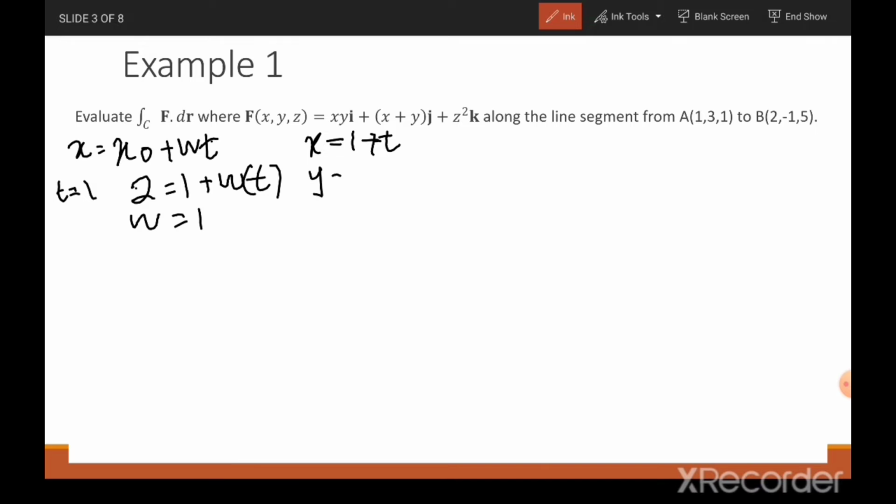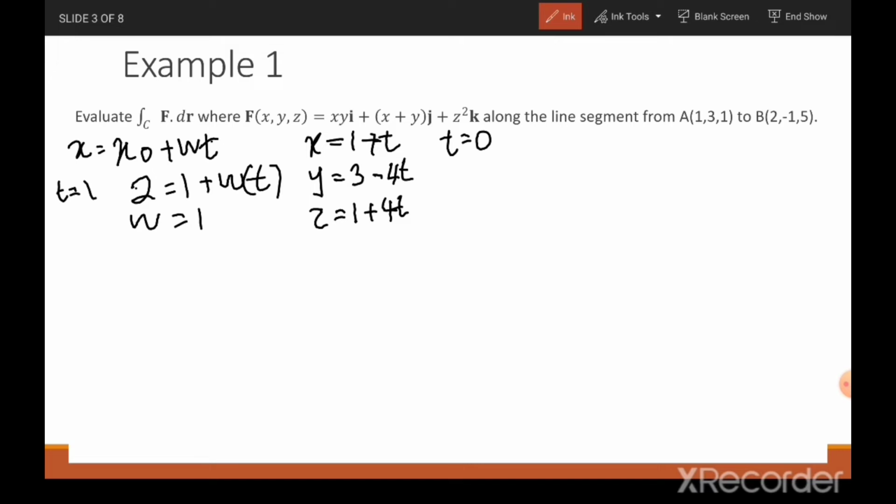So y equals 3, and negative 1 minus negative 3 gives us negative 4, so y equals 3 minus 4t. Then z is equal to 5, so z equals 1 plus 5 minus 1, which gives you 4, so z equals 1 plus 4t. So this is the parametric equation from these 2 points.